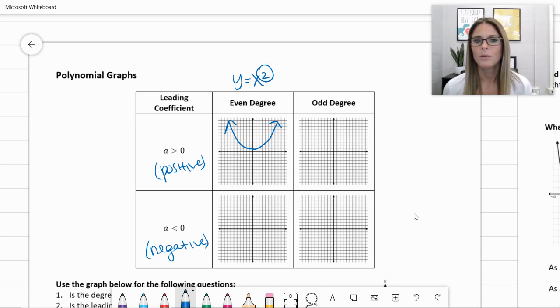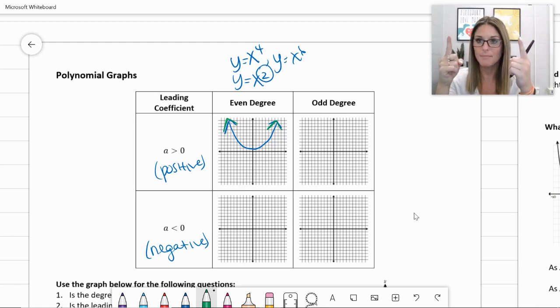Now, what if it's another even degree? What if it's x to the fourth? Or what if it's x to the sixth? It's going to have a lot of the same characteristics. Mainly, the arrows are still both going up, but it might have some other humps and bumps. So I'm just going to illustrate an example. So what if it looked more like this? It could, I promise it could.